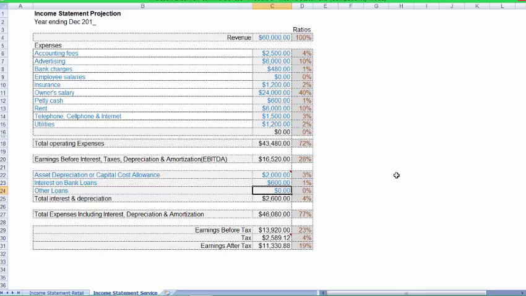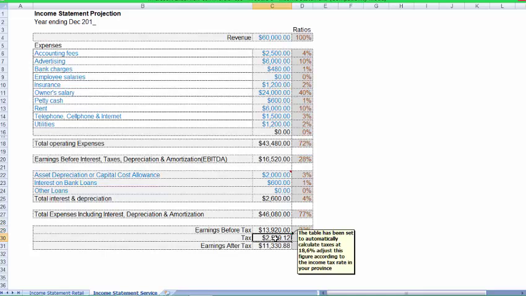Okay, so the total revenue for the year was $60,000. This is their projections. The total operating expenses was $43,000. Then they had the depreciation, which they got to add in, which is a total of $2,600 depreciation and interest. And their total expenses amortization is $46,000, giving them a net profit of $13,920.